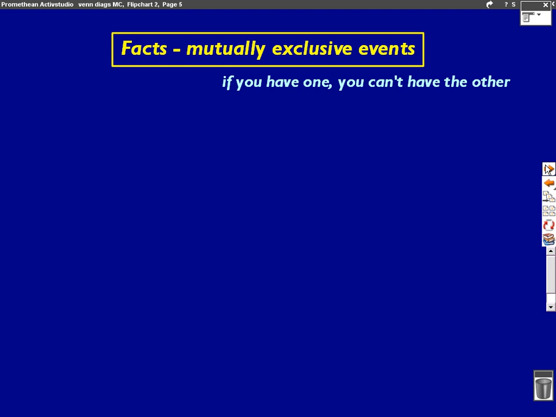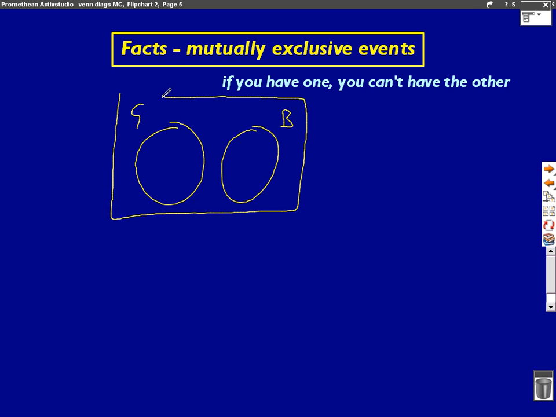A couple more things I just wanted to remind you of before we have a go at a question: first of all, the facts about mutually exclusive events and then independent events. Mutually exclusive means that if you have one, you can't have the other. For example, choosing a boy from the class and choosing a girl from the class. So the Venn diagram looks really specific for this because there is no overlap. You've got the probability of choosing a girl, the probability of choosing a boy, absolutely nothing in the middle. That means that the probability of the intersection is 0. It's totally empty, and that is the fact for mutually exclusive.